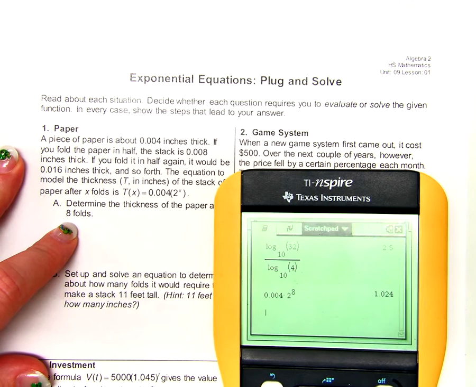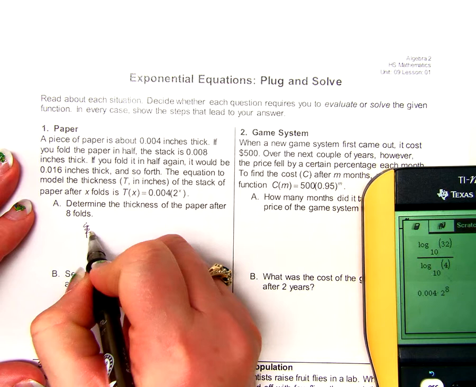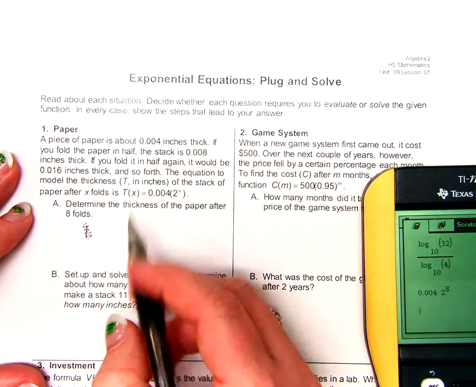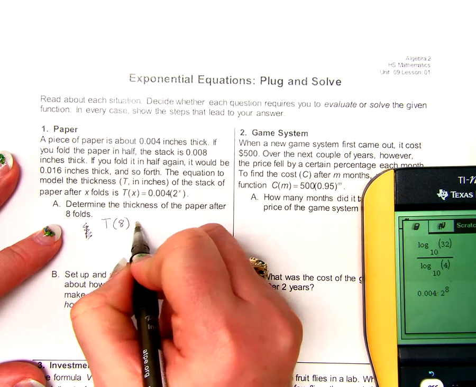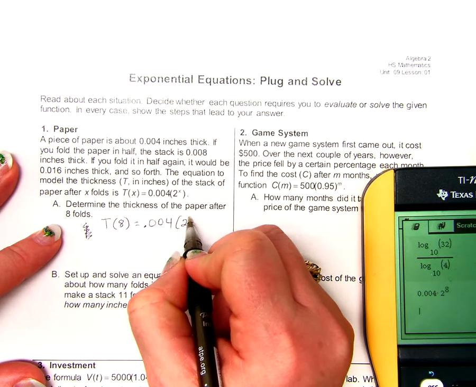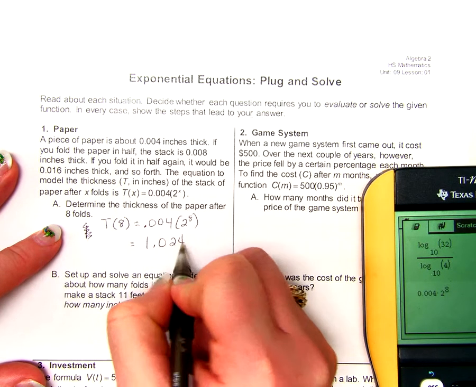And we get an answer of 1.024. Oh, but what did we do? Because it does tell you at the very top, show the steps that lead to your answer. So we want to say t of 8 equals 0.004 times 2 to the 8th power. And that answer is 1.024.